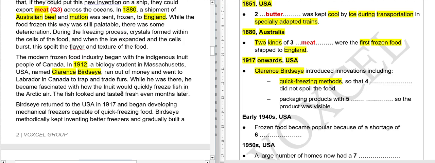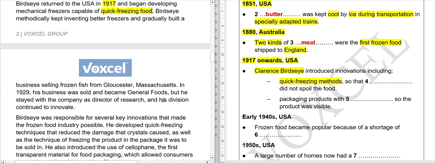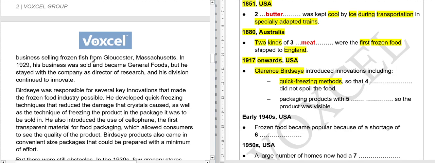The fish looked and tasted fresh even months later. Birdseye returned to the US in 1917 and began developing a mechanical freezer capable of quick freezing food. Birdseye methodically kept inventing a better freezer and gradually built a business selling frozen fish from Gloucester, Massachusetts.